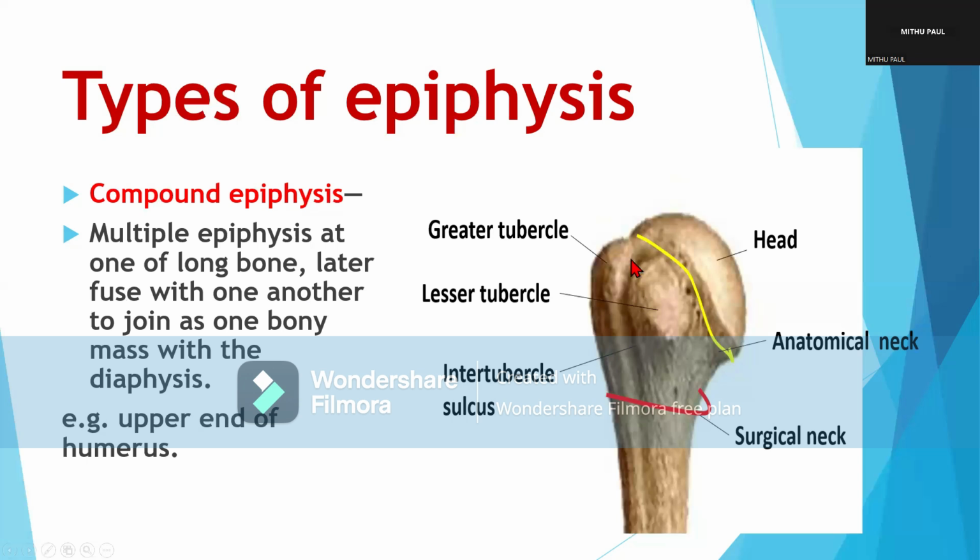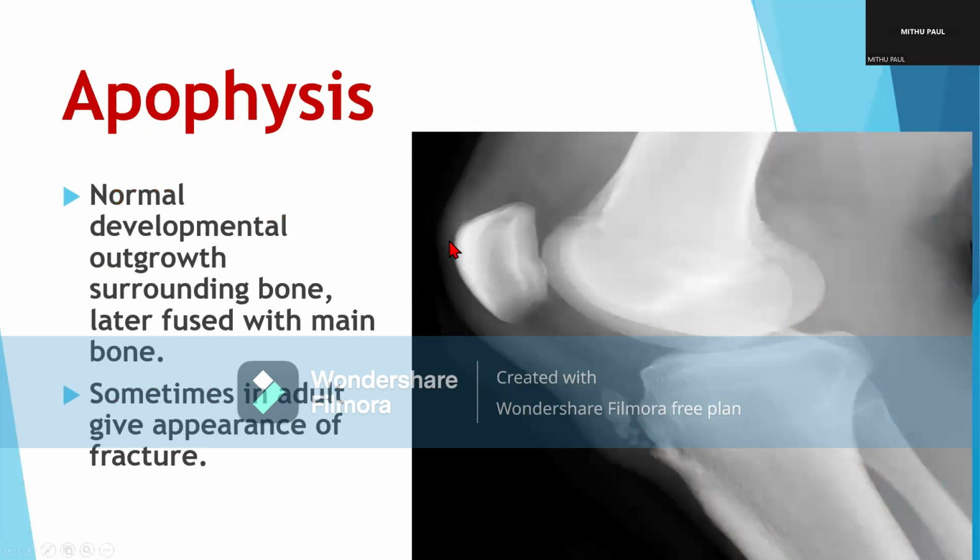So that sort of epiphyses, which do not individually merge with the main bone, but meet with the adjacent one to form one single structure and then meet with the main bone, that sort of epiphysis is known as compound epiphysis. Now, there is a very interesting type known as apophysis.